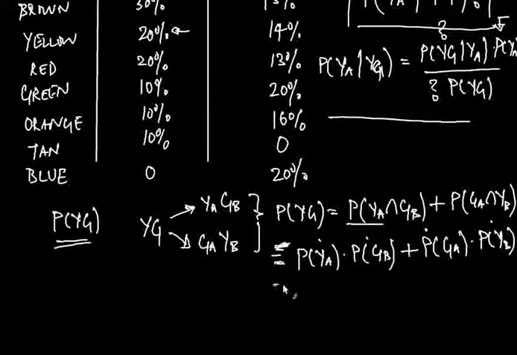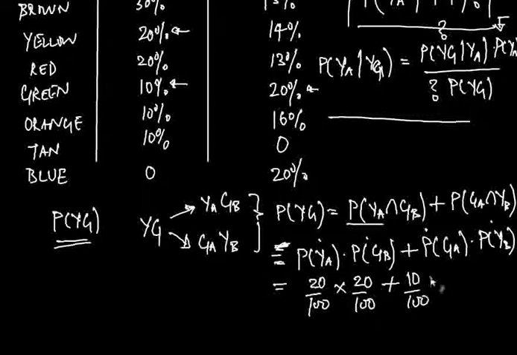So let's do that now. Probability of drawing a yellow ball from A, how much is that? Well, from the table, 20% of the balls in A are yellow, so that's 20 by 100, multiplied by the probability of drawing a green ball from B, which was 20% again, so that's 20 by 100, plus the probability of drawing a green ball from A. So green, this is A, so this is 10%, so that's 10 by 100, multiplied by the probability of drawing a yellow ball from B. So yellow is here, this is B, so that's 14%, so that's 14 by 100, right?